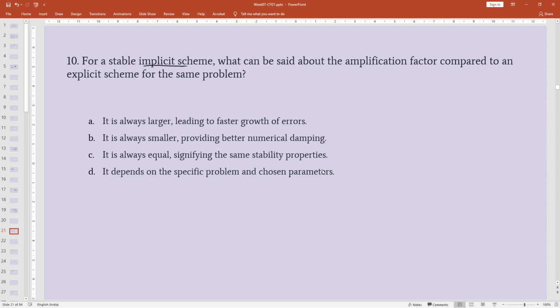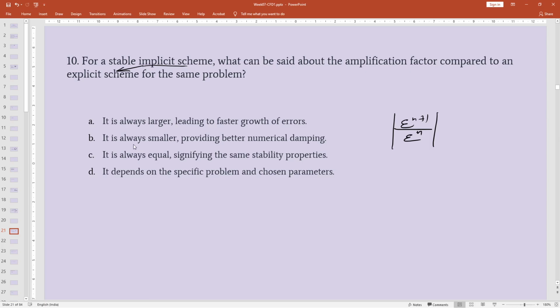So the amplification factor means the error in the n plus 1 step by the error in the nth step. That is what the amplification factor is: the absolute value of the errors present in the n plus 1 step with respect to the errors present in the predecessor step. In explicit schemes, we know that the amplification factor, or the errors, grow unboundedly. Explicit schemes are known to be unstable schemes.